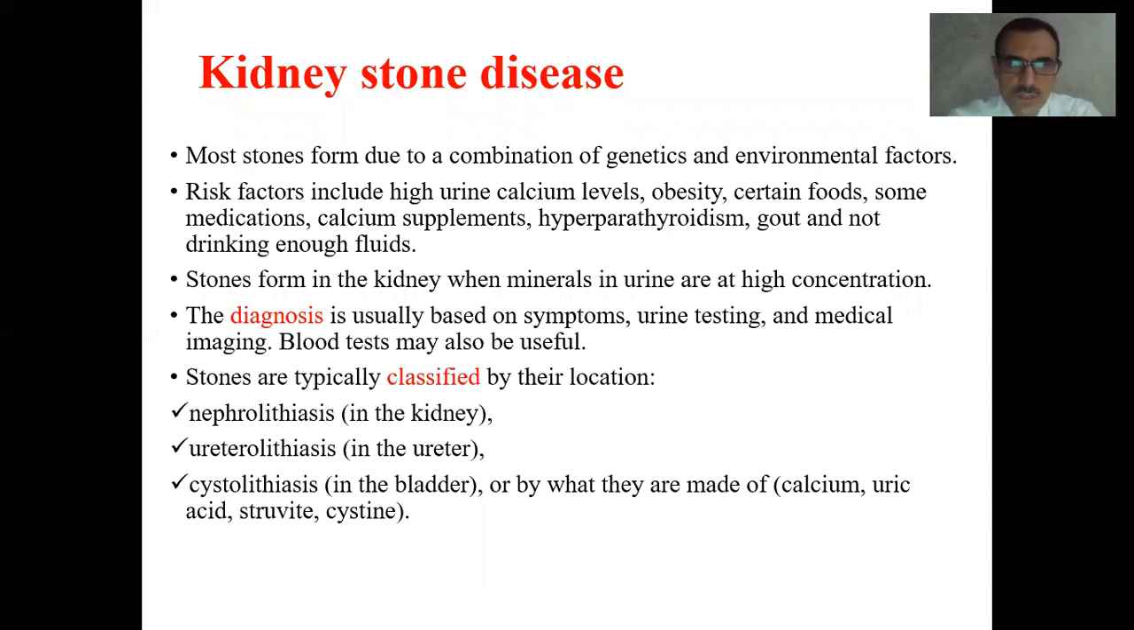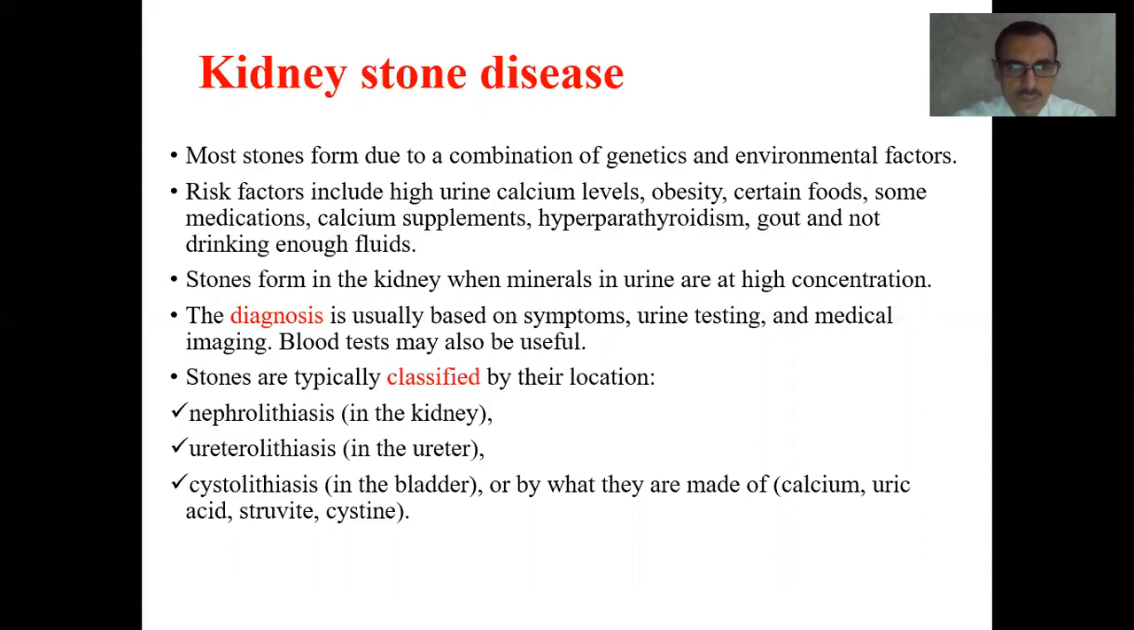In kidney stone disease, most stones form due to a combination of genetics and environmental factors. Risk factors include high urine calcium levels, obesity, certain foods, some medications, calcium supplements, hyperparathyroidism, gout, and not drinking enough fluids. Stones form in the kidney when minerals in urine are at high concentration. The diagnosis is usually based on symptoms, urine testing, and medical imaging. Blood tests may also be useful.